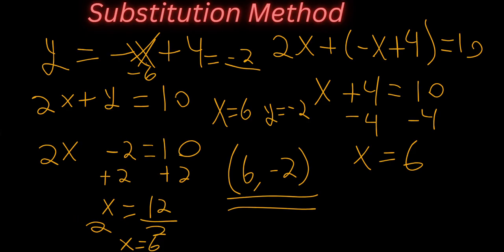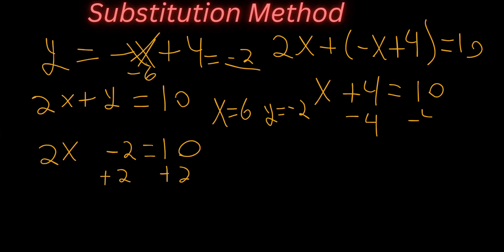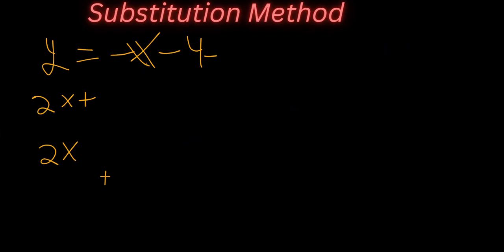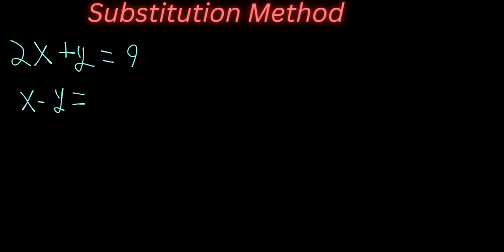Okay, let me give you one more example. Now this one's going to be the most challenging example so far, and that's because neither equation is solved. It's not in the form that you want it to be in, so to speak. But that should not by any means stop us from solving it. So 2x plus y equals 9, and x minus y equals 1.